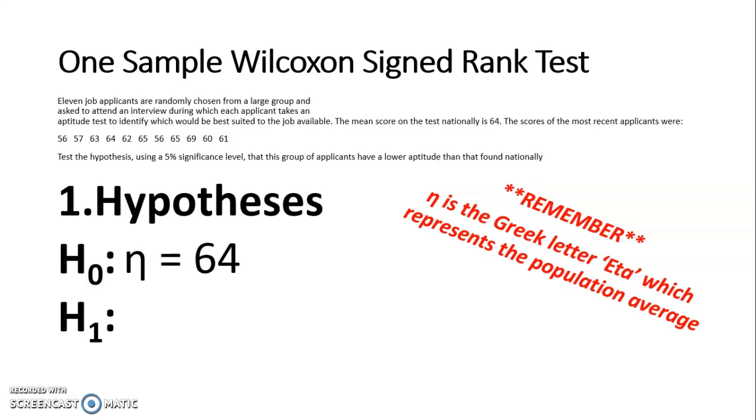This question tells me that the national average is 64, so my H0, that nothing has changed, everything is as it was before, is that eta is 64. The hypothesis test they're asking me to do is to see if these applicants have a lower aptitude than normal, so less than 64, so I'm going to use that for my alternative hypothesis.